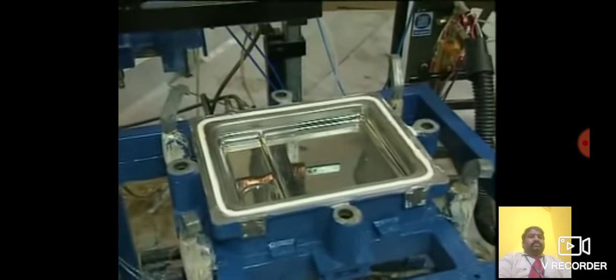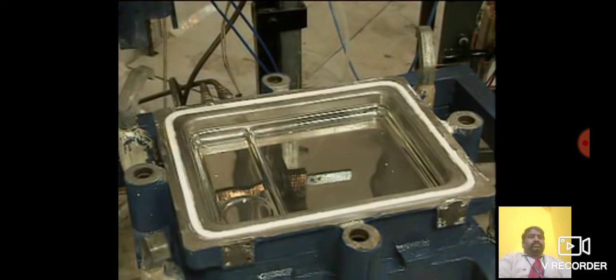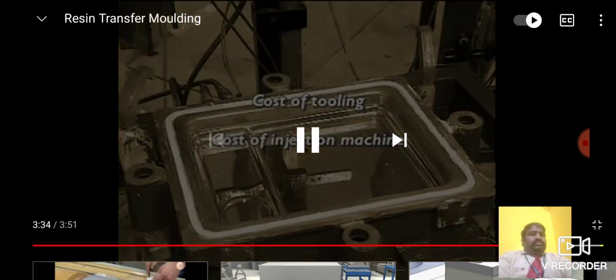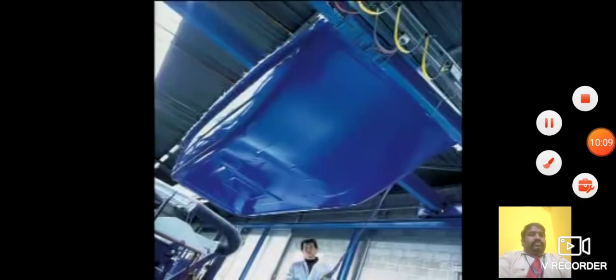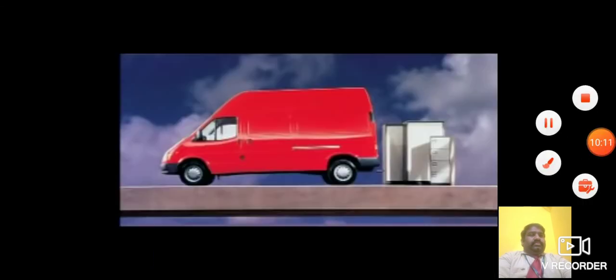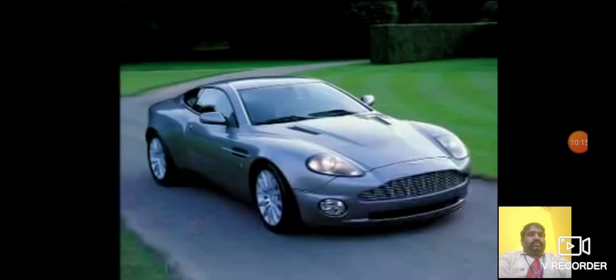The use of RTM can be limited by the higher cost of tooling and the cost of an injection machine, but also by the gel time required for mold filling, which limits productivity in very high volume applications. However, RTM is now a proven technology for fast and efficient production of GRP components.